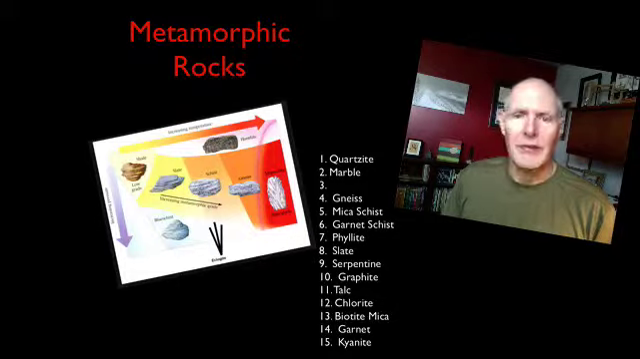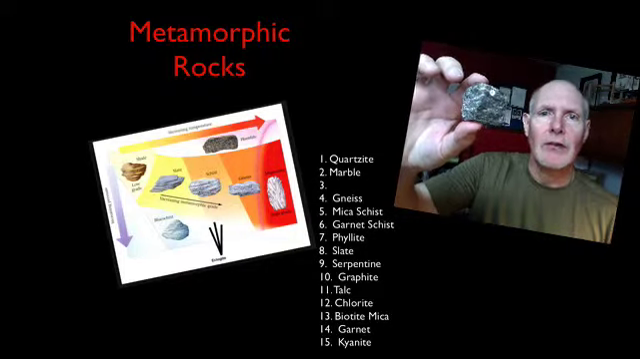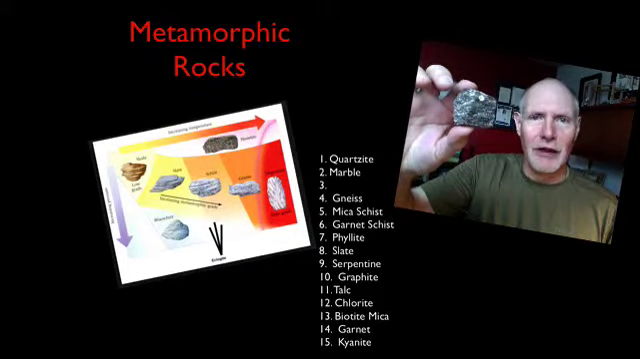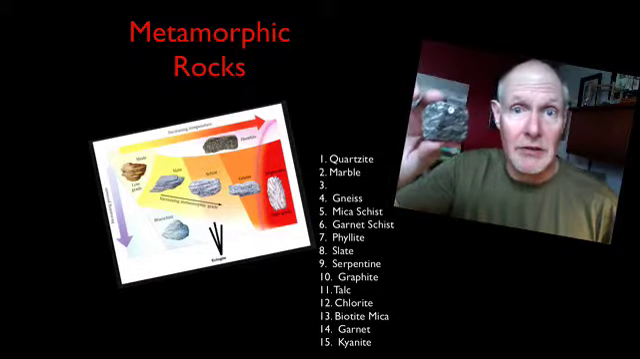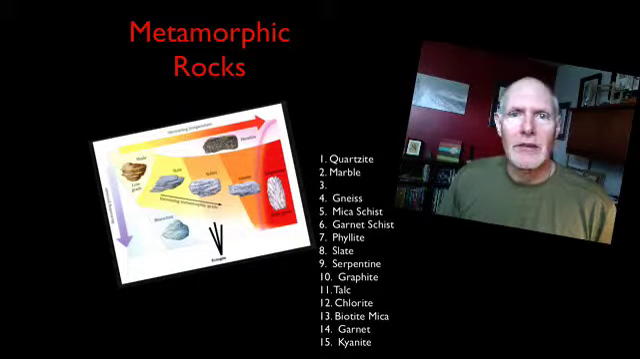Number four is called gneiss. It's pronounced "nice," not "niece." And this is an example of the gneiss that you had from class. Notice the nice wide bands in there. And that was a pun intentionally, by the way. Nice wide bands indicate that this example is gneiss.